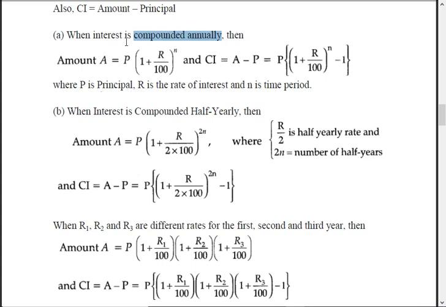Now if the compound interest is calculated half yearly, then what happens? The rate is divided by 2 and the period is multiplied by 2. So R becomes R upon 2, see this, and N becomes 2N. Similarly, if you do it quarterly, then R upon 4 and 4N. Go on and on. Monthly, then R upon 12 and 12N.